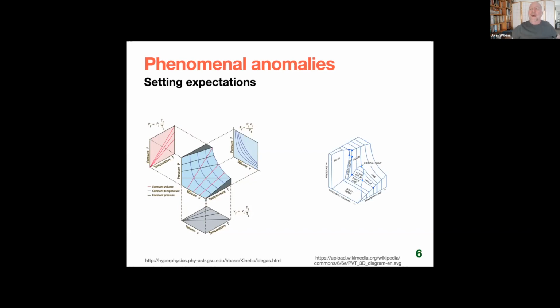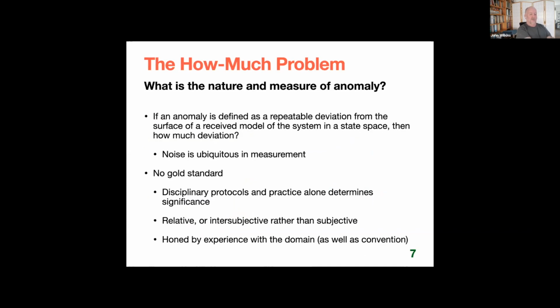But the problem there is that if an anomaly is defined as a repeatable deviation from the surface of some received model of the system in a state space, how much deviation? We're back to McAllister's problem. Noise is ubiquitous in measurement. So when does it cease to be noise, even repeatable noise? And when does it start to become a deviation, a signal of some kind?